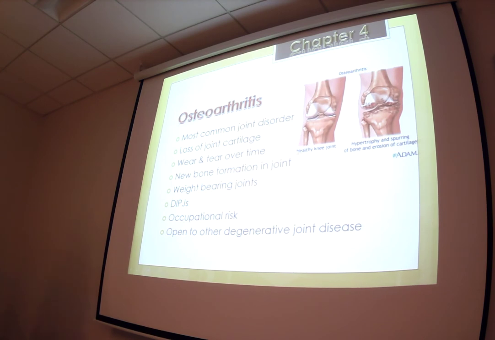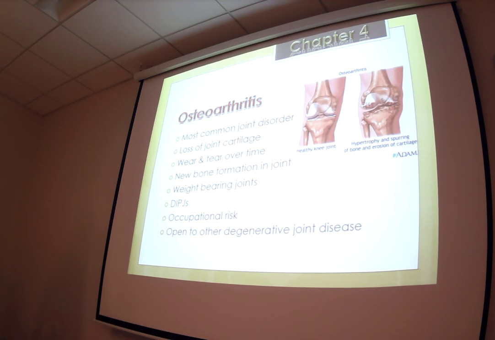Osteoarthritis essentially is a loss of joint cartilage. So as you see here, this is a healthy knee, cartilage on both the femur and tibia. Here, in osteoarthritis, it starts to become more uneven. See some atrophy and spurring of the bone and erosion of that cartilage. It is the most common joint disorder, affecting roughly 20 million people in the U.S. It's generally due to wear and tear over age and use. So as you get older and use your joints more, this is more common.